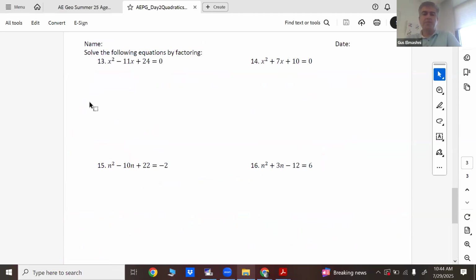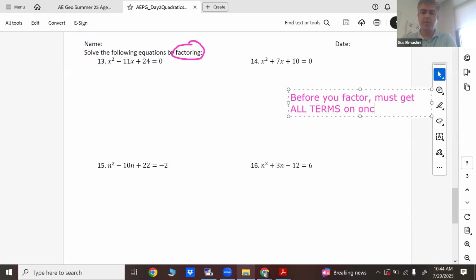Now let's take a look at 13. You're asked to solve by factoring. So what's happening here? You have to get all the terms on one side. Very, very important. Let me write this down. Before you factor, you must get all terms on one side. Very important. Before you factor, must get all terms on one side. Okay. The reason why you're doing this is that you're actually finding x-intercepts. That's what you're doing. Because if you were to graph this, the graph looks like this.